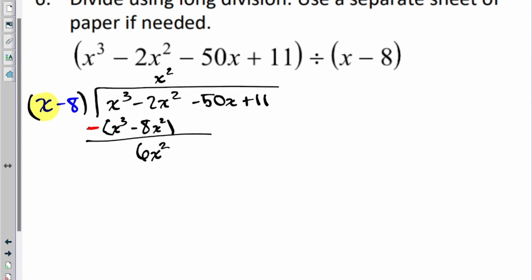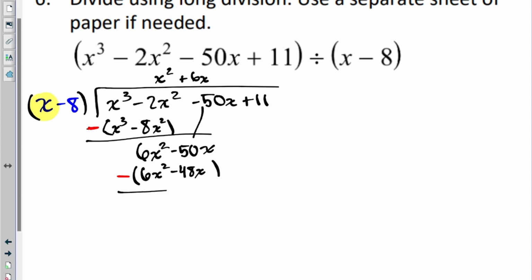What do I need to multiply x by? Well, I know I need to multiply it by 6x to get 6x squared, since x times 6x gets me 6x squared. And then we do it. So we multiply this times x minus 8. And we get 6x squared, and then 6 times 8 is 48, so minus 48x. And we need to subtract them, but I need something to subtract the x from. And so we drop down this minus 50x, and that goes here.